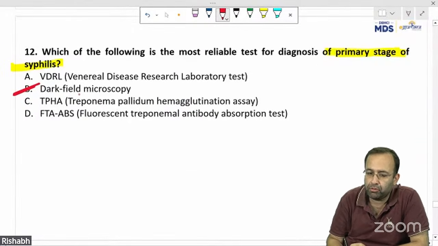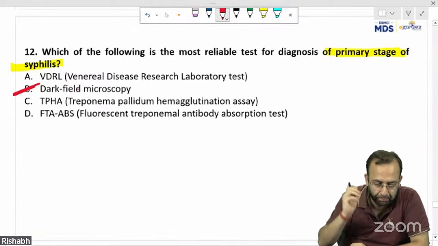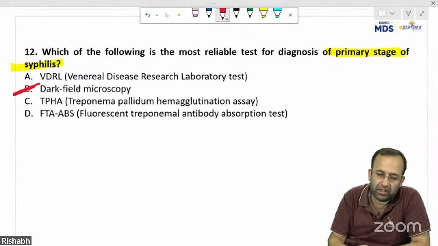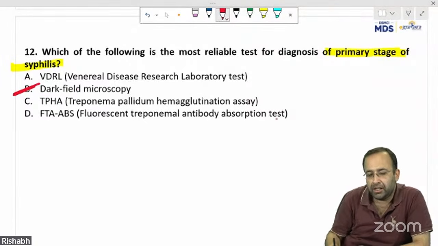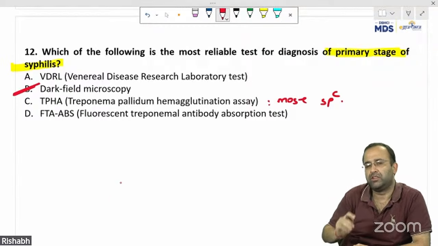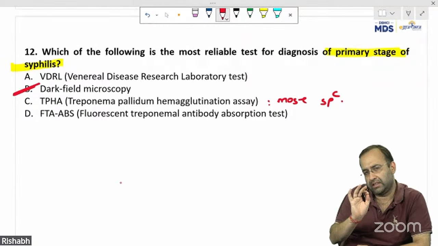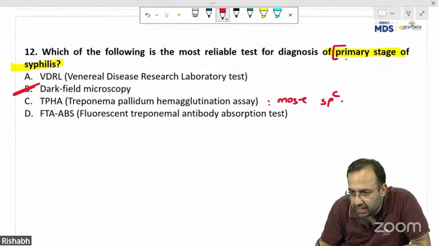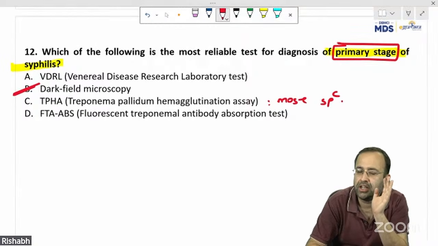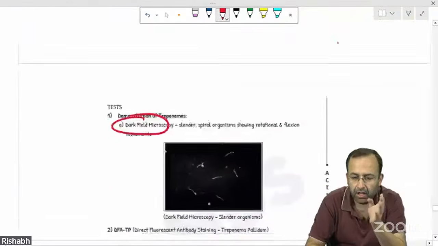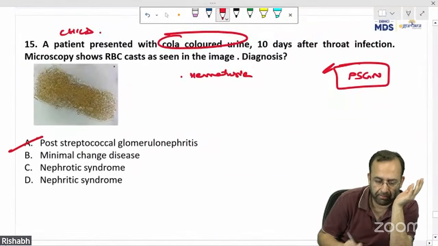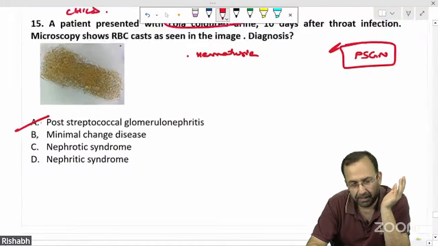Most reliable test पूछा है तो dark field microscopy, it is brimming with treponema. नहीं दोस्त नहीं, प्राइमरी स्टेज में TPHA overall is the most specific test for syphilis. If that is the question, answer is TPHA. प्राइमरी स्टेज classically पूछा है, classical primary stage, we go for dark field microscopy. That lesion is full of syphilis. This is a case of PSGN nephritic syndrome.